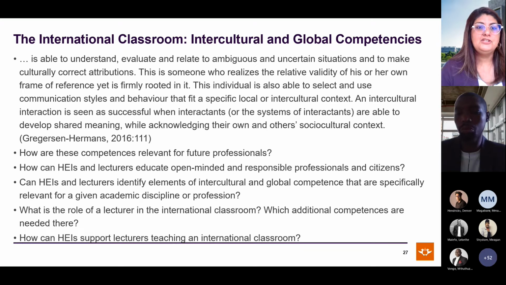Sorry, this keeps changing when I keep clicking on it. What is your role as a lecturer in an international classroom? What additional competencies do you think that you might need? And what kind of support do you need, for example? Is there something that we should be doing as an international office to support you with your objectives around an international classroom? So those are all questions you can ask yourself, but I'll stop there and ask Malibongwe to please introduce our DUT colleagues.